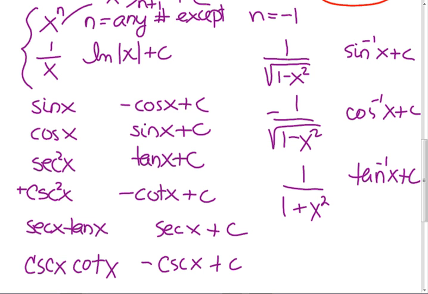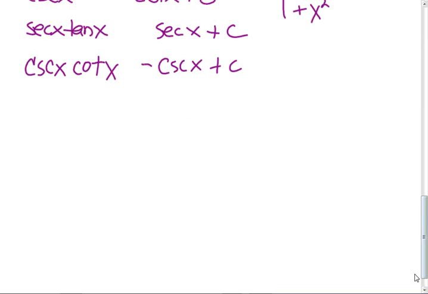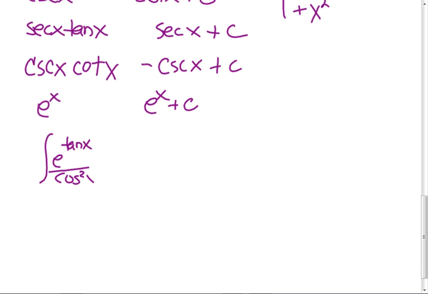So I know one on the multiple choice question looked like the integral. Oh, I forgot e to the x. What's e to the x? E to the x. Okay. So if we add e to the tangent of x over cosine squared of x, that doesn't fit anything I have up here, does it? That's one of the multiple choice problems.